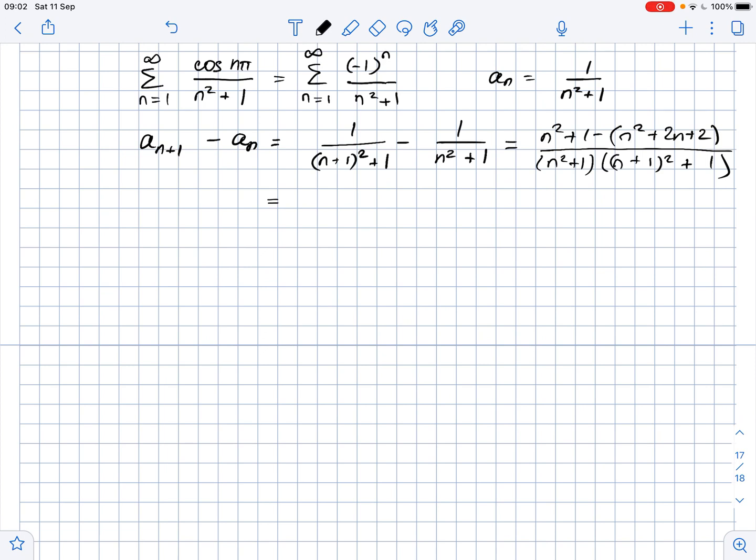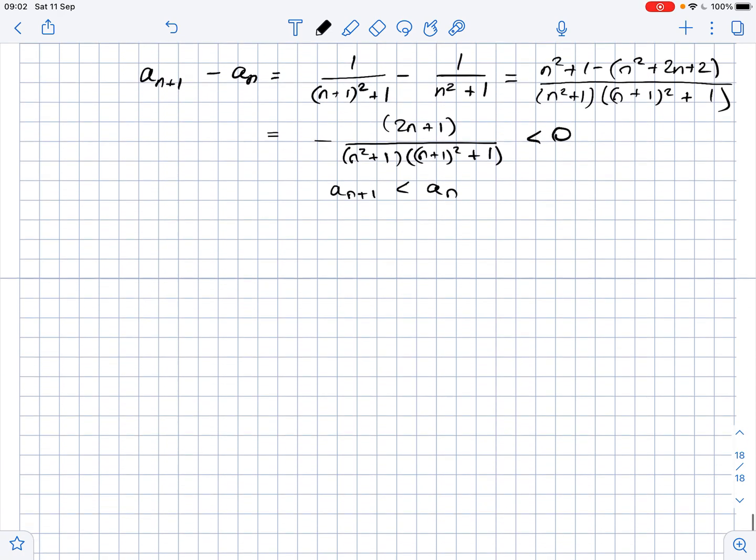Let's simplify it. This equals negative (2n plus 1) divided by (n squared plus 1) times ((n+1) squared plus 1). As you can see, this is definitely less than 0, and that means that a_{n+1} is less than a_n. So that means that our sequence a_n is decreasing, so every next term is smaller than the previous one, so this is decreasing.